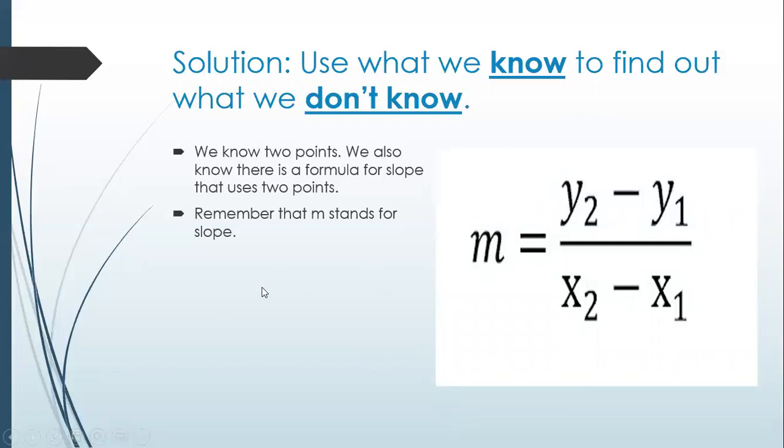In algebra, the most basic thing that we're doing, and this is a basic skill that we're learning, you kind of know this already. Probably throughout your life, you've had to do this. What we do is we use what we know to find out what we don't know. That's basically what algebra is. We just do it with math symbols. We have knowns and we have unknowns. So we use what we know to find out what we don't know. What we know is 2 points. We also know there's a formula for slope that uses 2 points.